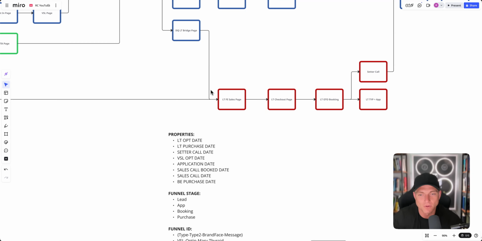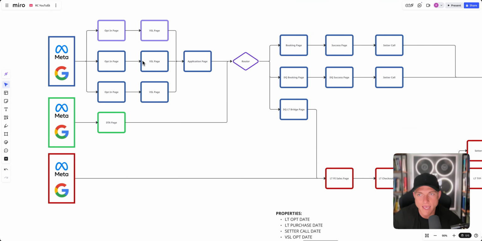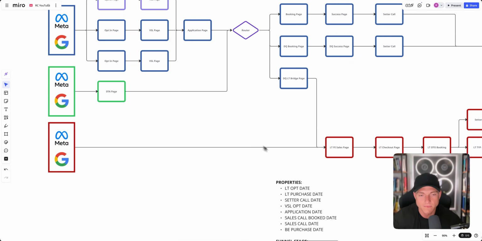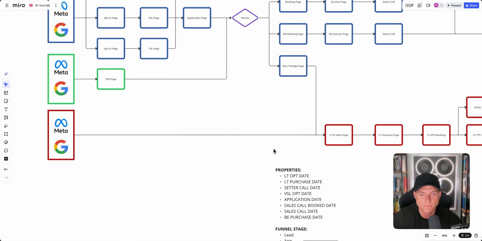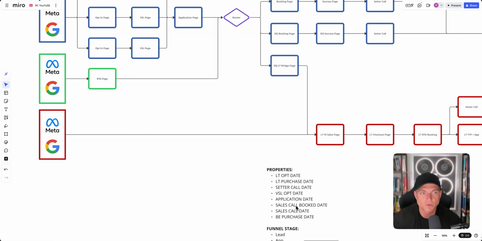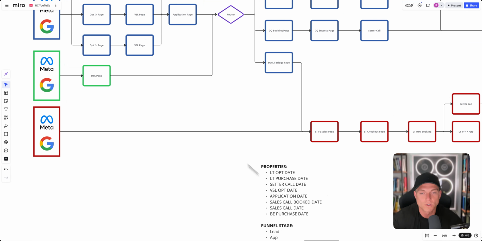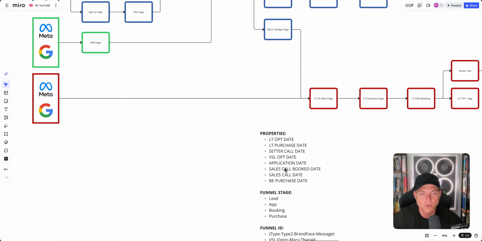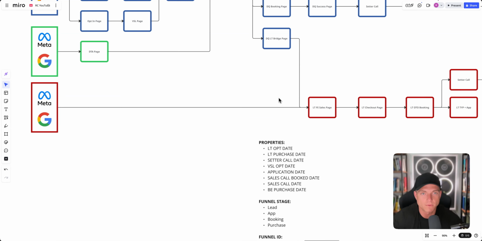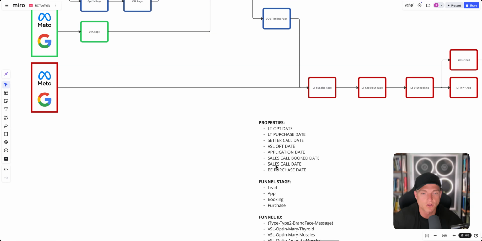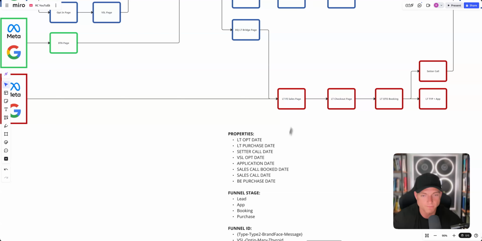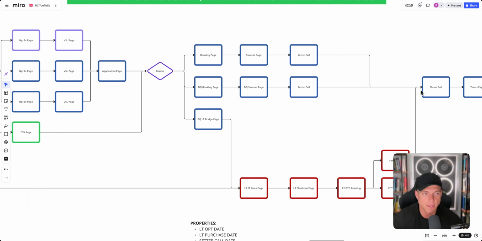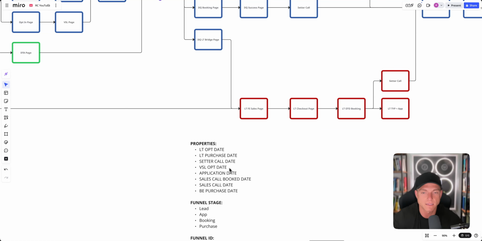All right, I got somewhere to be. So VSL opt-in date is going to be any of these 3. Application date is anytime someone fires on this or this, right? So here. And now you see where I'm starting to run into an issue: where did they apply from, okay? And which opt-in did they come through? Sales call booked date, so the day that they clicked the button of when they booked the call, all right? Sales call date, which is within 48 hours, what date and time they actually booked the call for. And then back-end purchase date is going to be this, okay? Now, these all exist at a contact level because a person can do any of these actions. They can do all of these actions, all right?